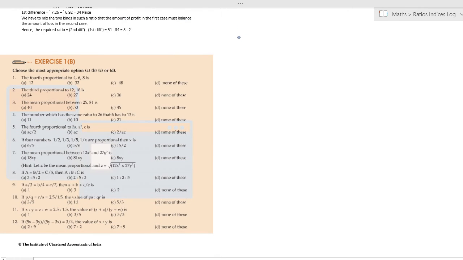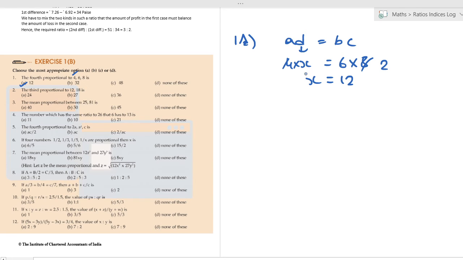In the first, go to exercise 1B. First question, they asked us the fourth proportional. Fourth proportional is nothing but D. So we know that AD is equal to BC. Let us take D as X. We know A is 4. 4 into X is equal to B into C, 6 into 8. X is equal to 12. So answer is A.